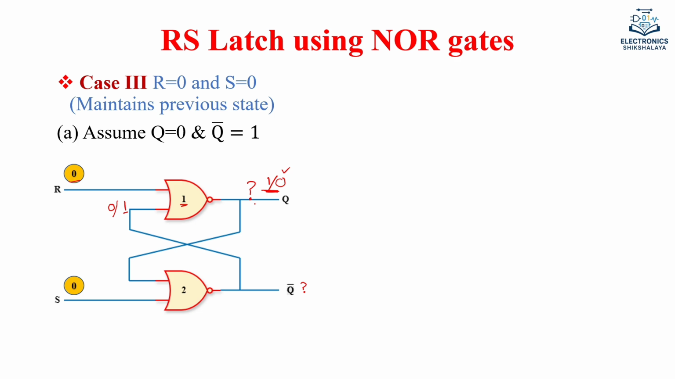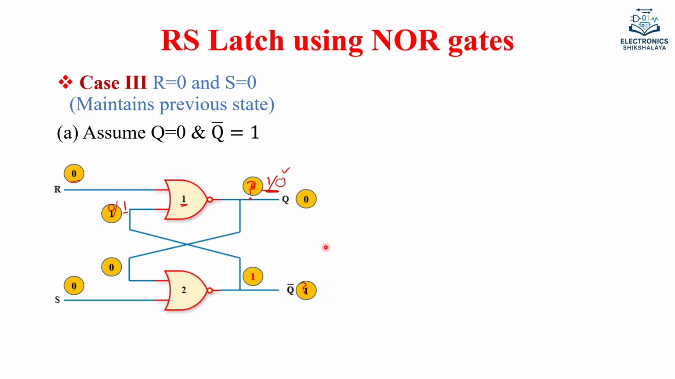Okay, so that is why we are assuming this in this case. First, we are assuming Q equal to 0 and Q bar equal to 1. So this 0 comes over here and this 1 comes over here. You can see, this 0 and 1, what will the output? Output is 0. Similarly, this 0, 0, what will the output? The output will be 1. So you can see whatever we have assumed, the same thing we are getting. Q equal to 0 we have assumed, we have got Q equal to 0. Similarly, Q bar equal to 1 we have assumed, the same Q bar equal to 1 we have got.